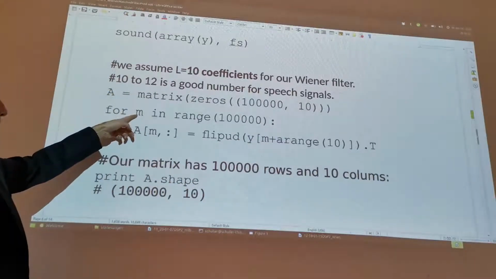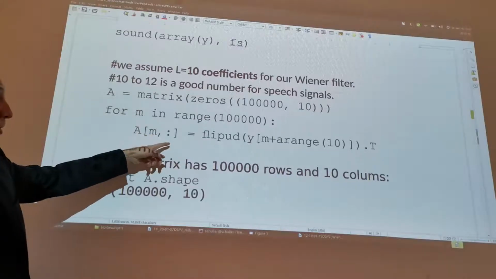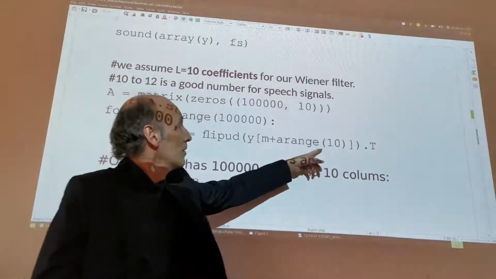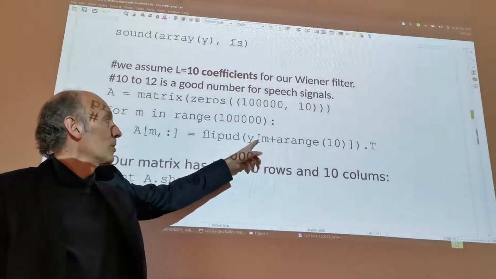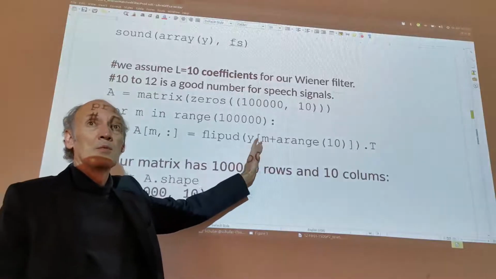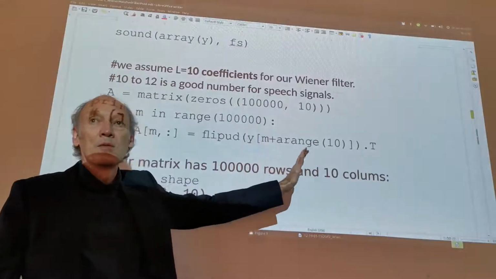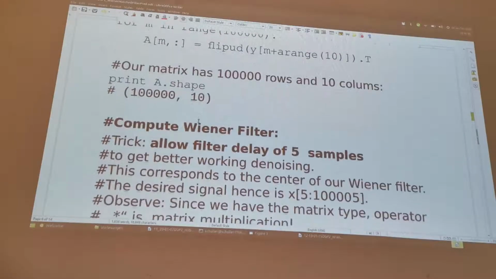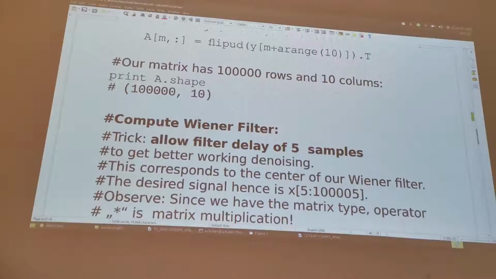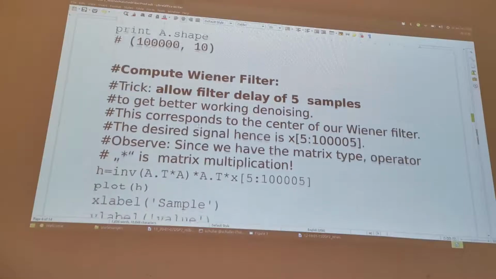So this M goes over all rows, and then each row gets a piece of our noisy signal shifted by the index M. So we start with index 0, so we get the beginning, then we start with 1, then we get the work one sample shifted, and so on. Then sample 2. So starting at sample m, we get the next 10 samples. Yeah. So each row contains 10 samples of our noisy sequence. So then we can print the shape, 100,010. Yeah, and then we compute the Wiener filter.